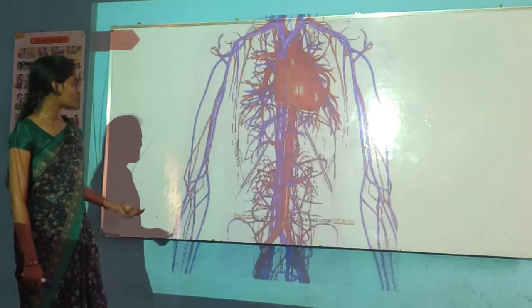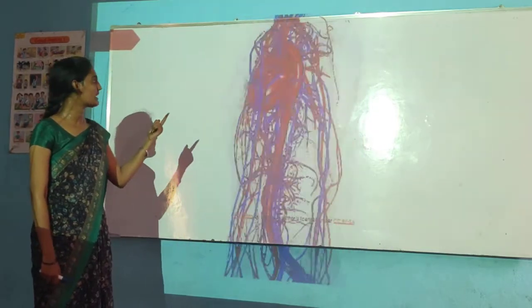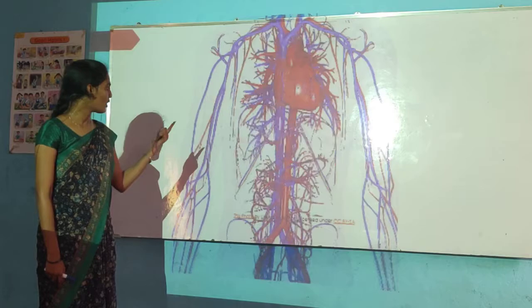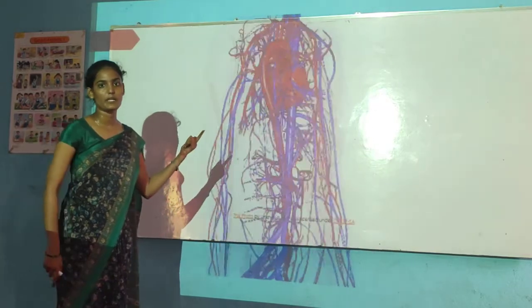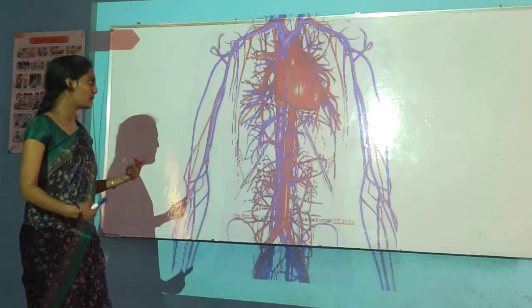Here you can see the picture, students. Those red-colored blood vessels are the arteries, which carry the oxygenated blood, and you can also see the blue-colored blood vessels. Those are the veins, which carry the deoxygenated blood.